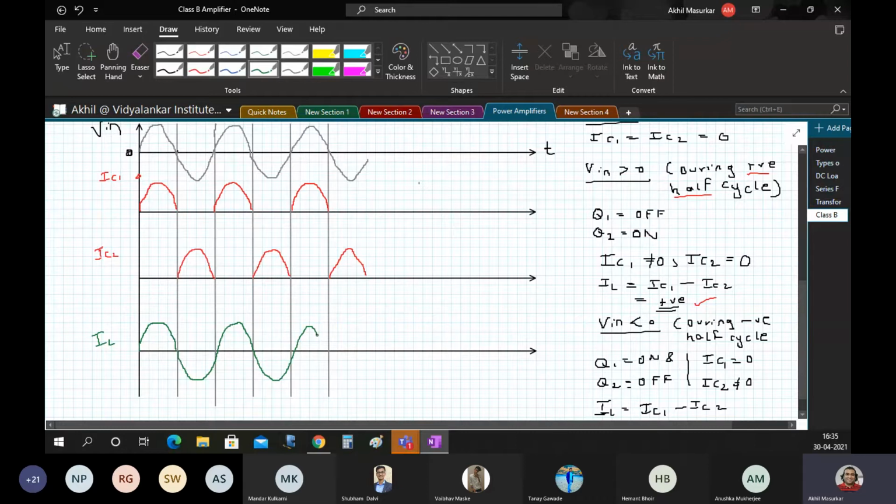Now somewhat you should note here Q1 is on, here Q2 is on, Q1 on, Q2 on, and so on. But when Q1 is on, Q2 is off, here Q1 is off, here Q2 is off, Q1 is off, and so on.